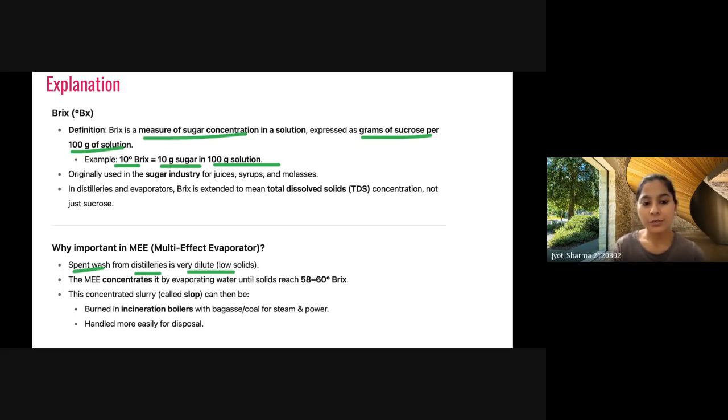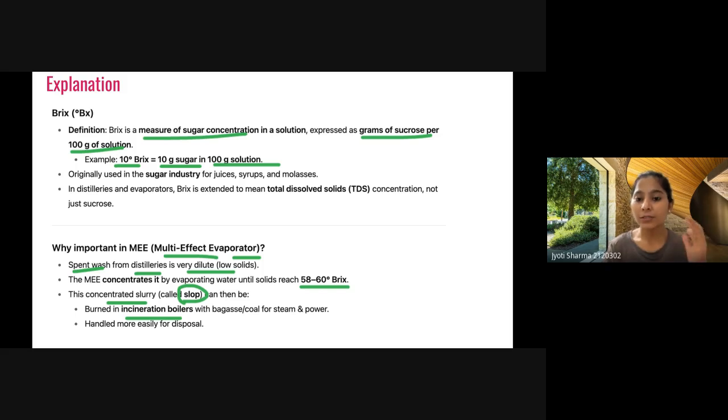So using these multi effect evaporators, we will evaporate that solution so that the concentration of sugar can be high. This will reach up to 58 to 60 degree Brix. Then this concentrated slurry is also known as slope. Whenever we concentrate that diluted solution, it will be known as the concentrated slurry, also known as slope. And we can burn it in an incinerator boiler so that we can generate energy.